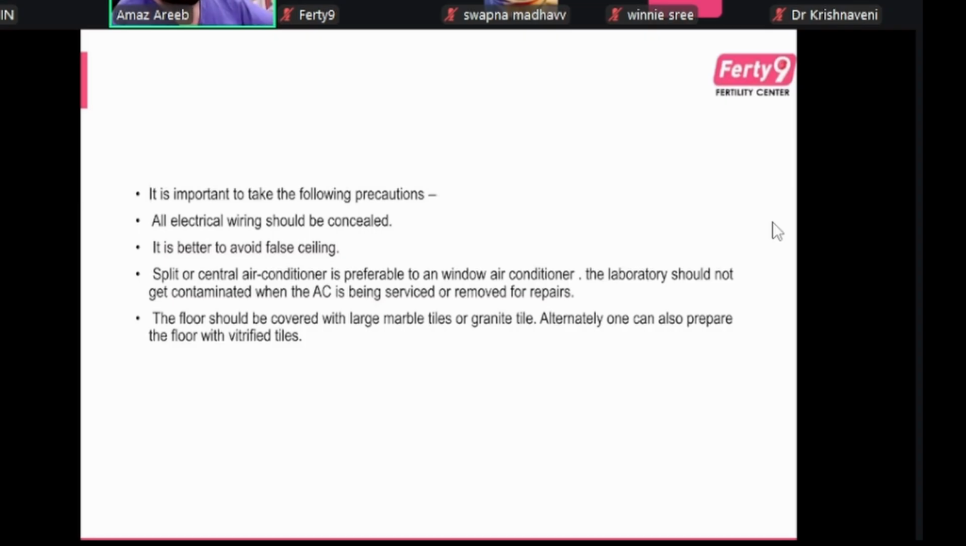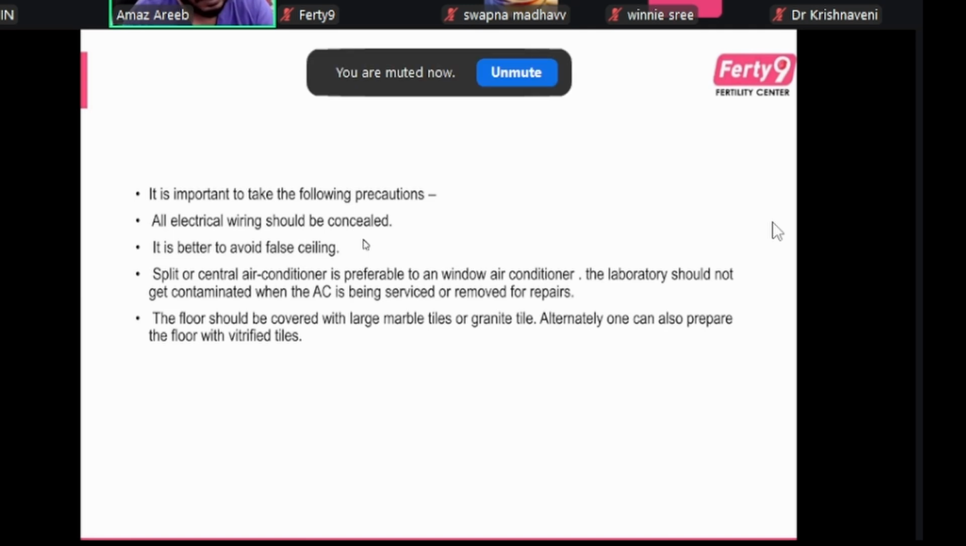So the approximate area for an IUI lab should be 100 to 200 square feet. It is preferable to have the lab adjacent to the IUI room and the semen collection room. It is also important that all the electrical wires should be concealed, not protruding outside.